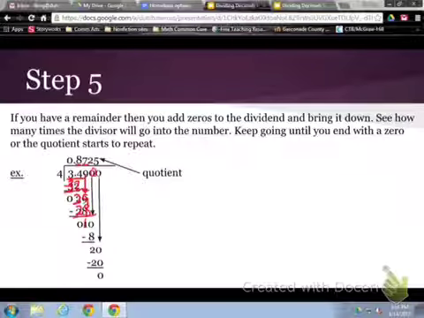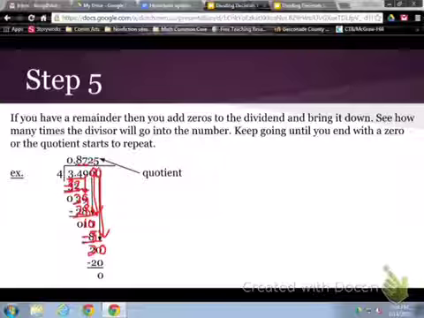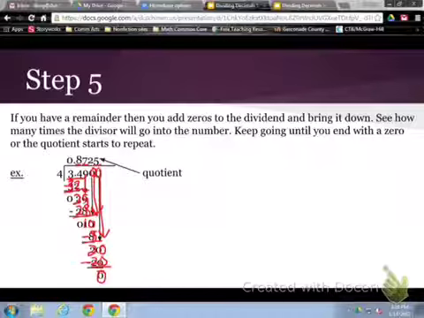We need to add a 0 and keep going. We bring it down to get 10. 4 goes into 10 2 times. 2 times 4 is 8. Subtract, we get 2, which means we add another 0 and bring it down to get 20. 4 goes into 20 5 times. 5 times 4 is 20. We subtract and we get 0. So now we are done and we have our answer.